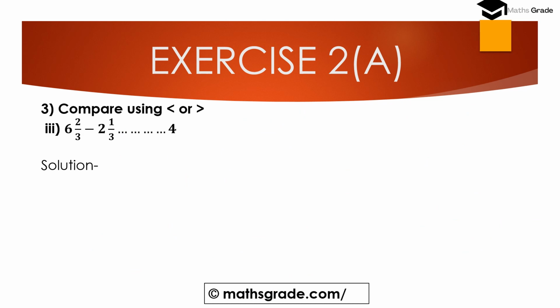Question number 3, part c is given: 6 and 2 divided by 3 minus 2 and 1 divided by 3, dash, 4. Here first the LHS, left hand side, is given: 6 and 2 divided by 3 minus 2 and 1 divided by 3. That is 6 minus 2, plus 2 divided by 3 minus 1 divided by 3.